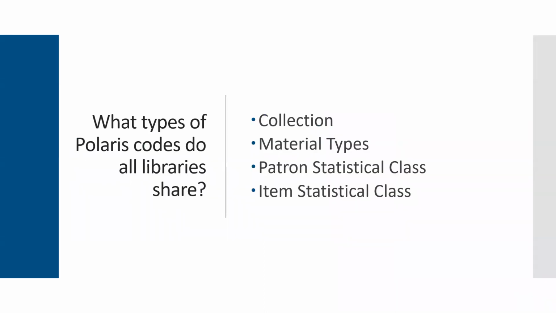So here's a list of some shared Polaris codes that are going to come up in searches. And don't forget, with bibliographic records, we all use the same bib records. So bib level information, like the type of material that we just used in our last demo, is automatically in use by all libraries.